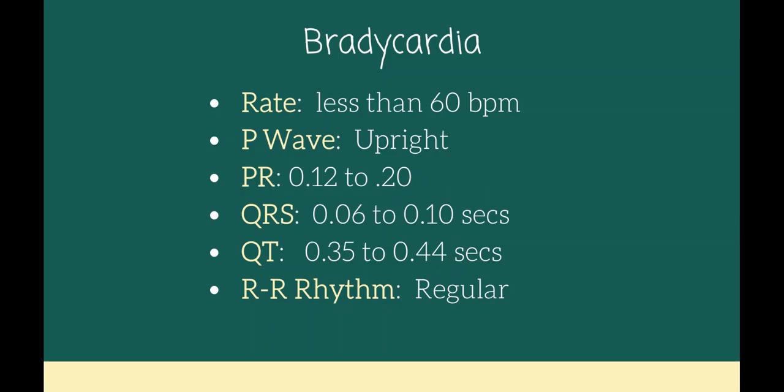All right, you guys, this rhythm is bradycardia, and it looks just like a sinus rhythm, but the only difference is that the rate is different. The rate is less than 60 beats per minute. The P waves have to be upright, and everything else is basically the same. The rhythm is regular. You have the PR, QRS, and QT, which are the same.